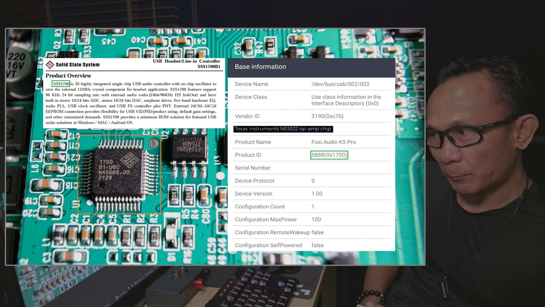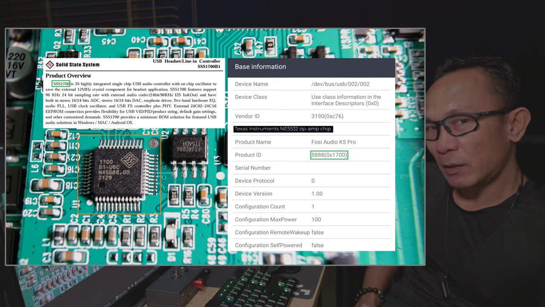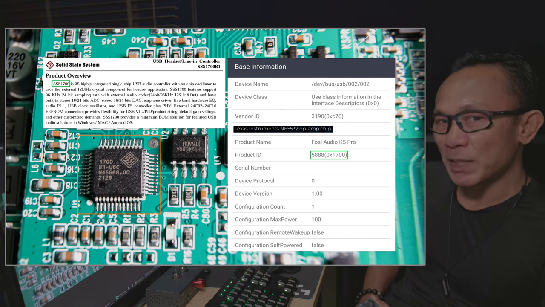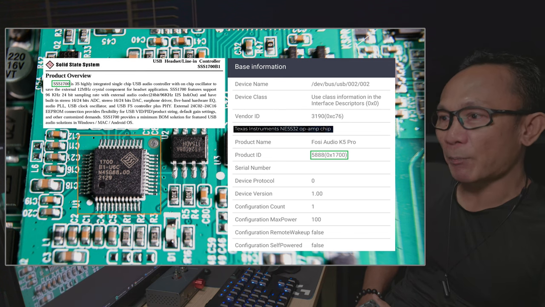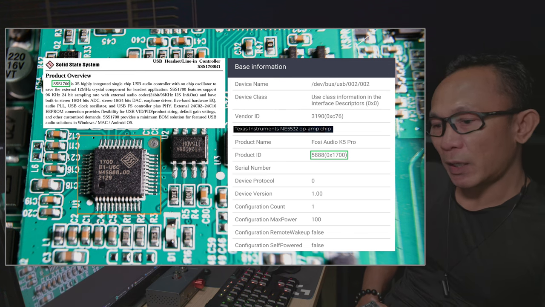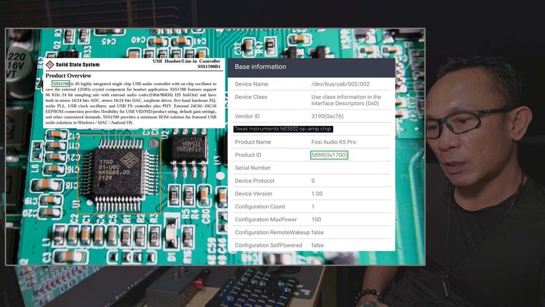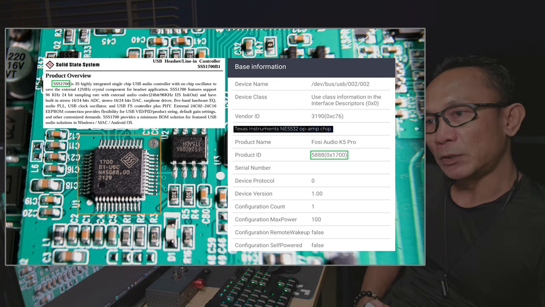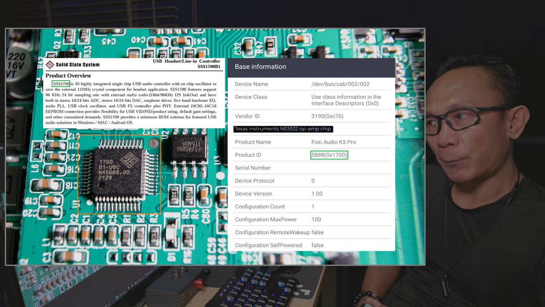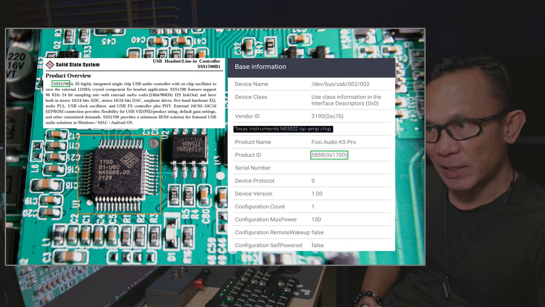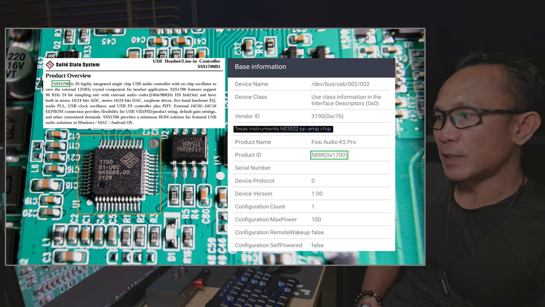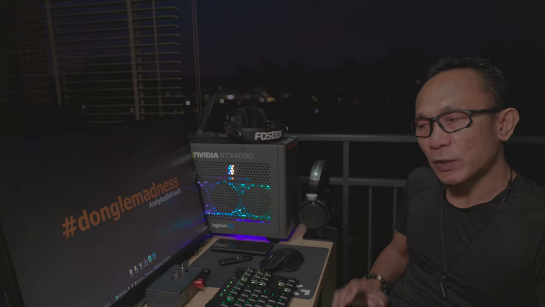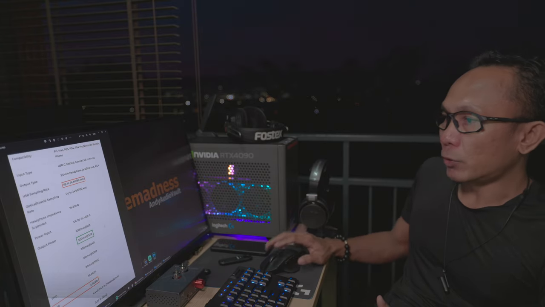So what does it mean? It means that this K5 Pro is designed just to play PCM resolution up to 96 kilohertz. And I have verified that when attached to my audio gear, I was not able to play any kind of higher resolution file, especially DSD file, beyond 96K. So just bear that in mind. As for the rest of the spec, have a look here.